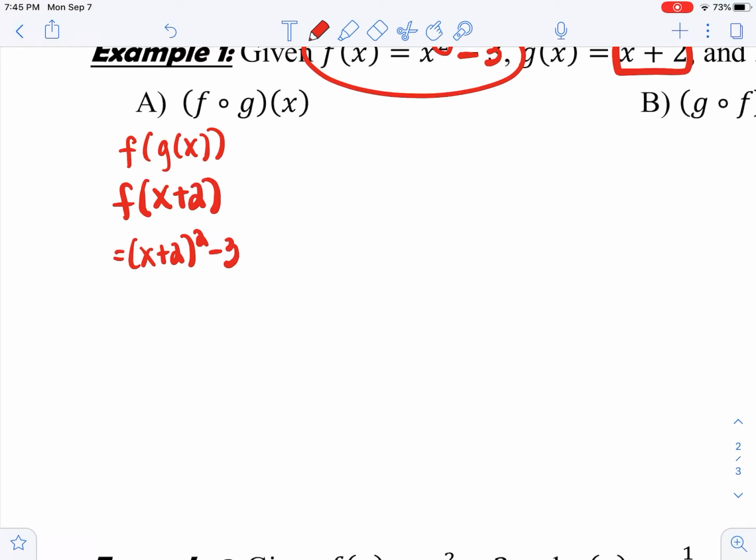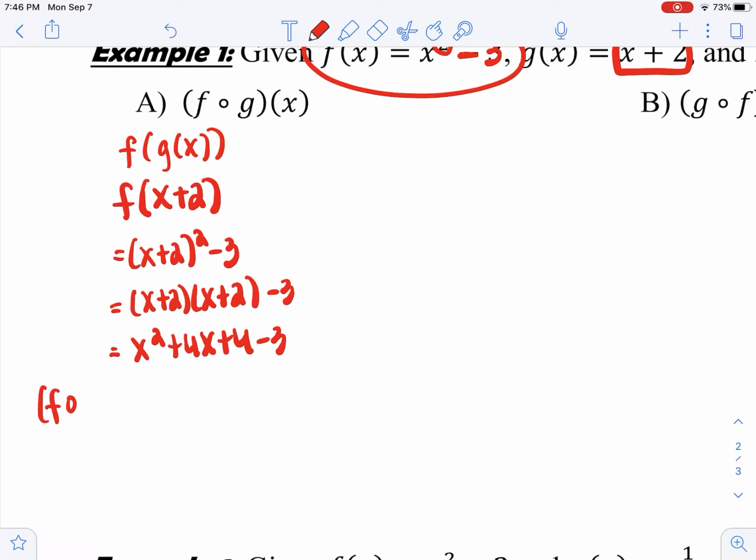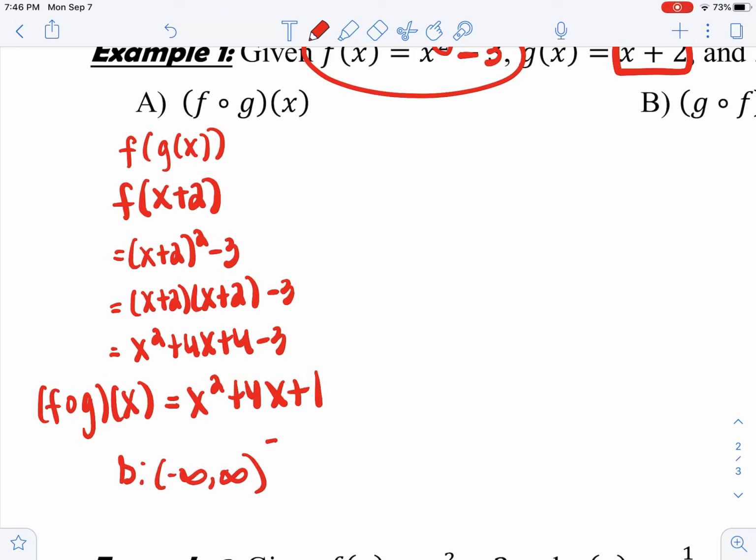Only thing I have to do here is expand this and then combine like terms. Remember, x plus 2 squared is x plus 2 times x plus 2. And then I have minus 3. So this is x squared plus 4x plus 4 minus 3. So finally, f of g of x, notice it's not a dot, is x squared plus 4x plus 1. Are there any restrictions? Nope. Domain is all real numbers.